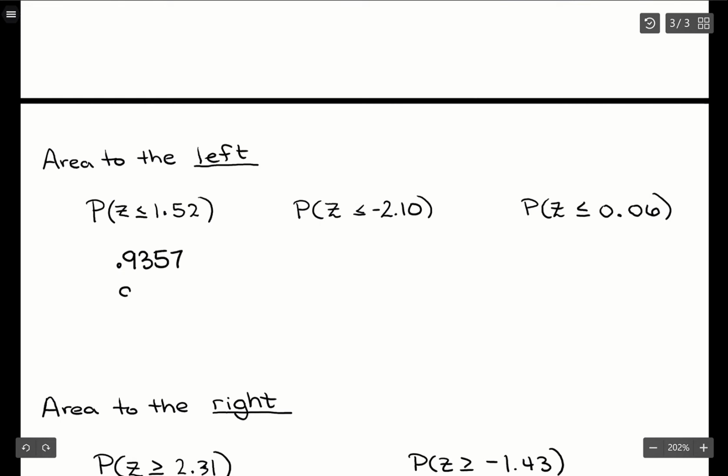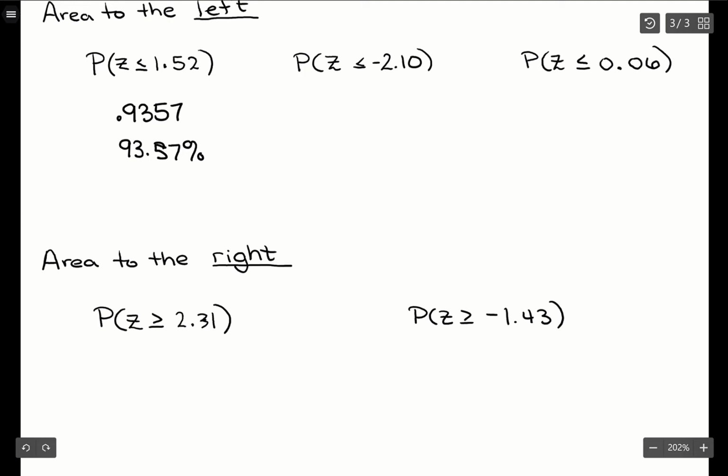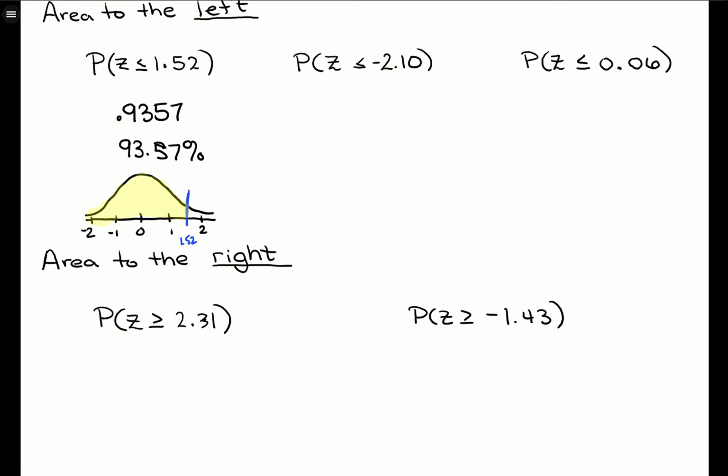Which means this probability would translate to a 93.57% chance. Then to make sense of these probabilities, you can always draw a picture too, because that's a very large probability. So I might just want to think, okay, if I had my standard normal curve, 0, 1, 2, -1, -2. What I'm doing is I have a cutoff score of 1.52, which is out here, and then I was looking for the area to the left. So from that picture I can see, okay, that is a really large area, so that large probability makes sense there.